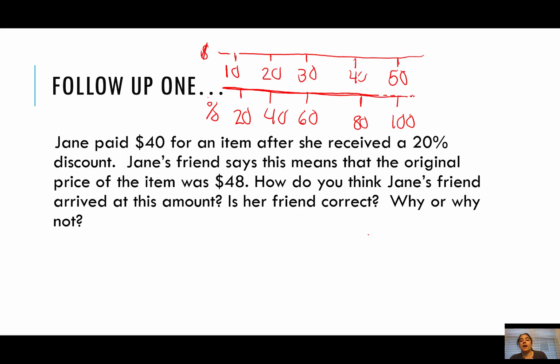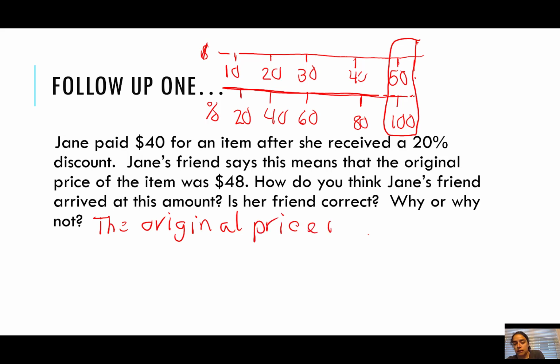So 100%, she paid full price, or the original price of the item would be $50, because a 20% discount shows us that at $40 she paid for 80% of the original item. So what is the original price? The original price is $50.